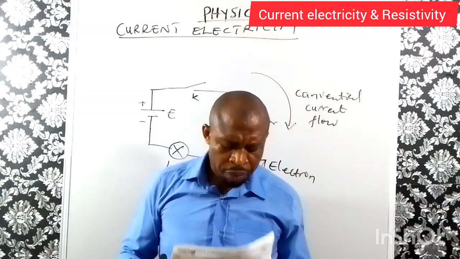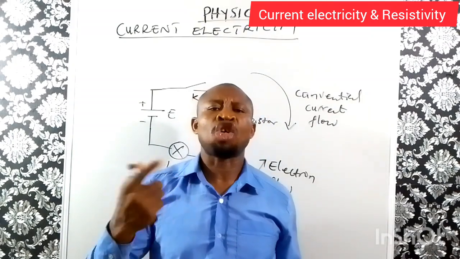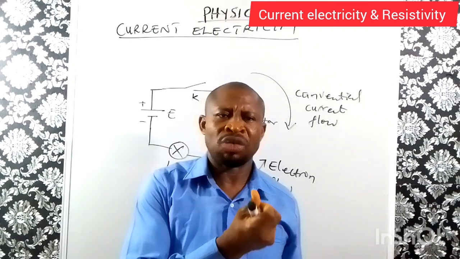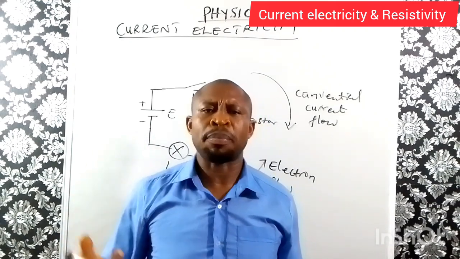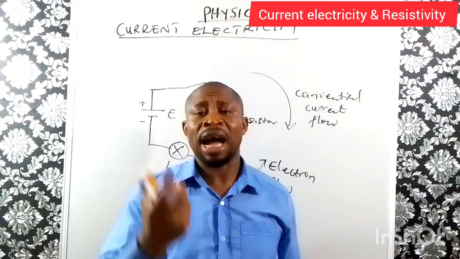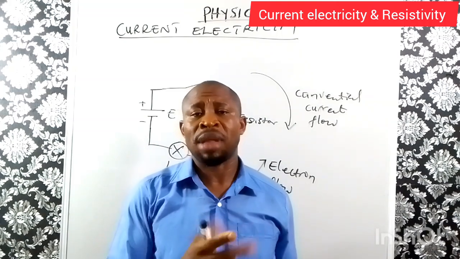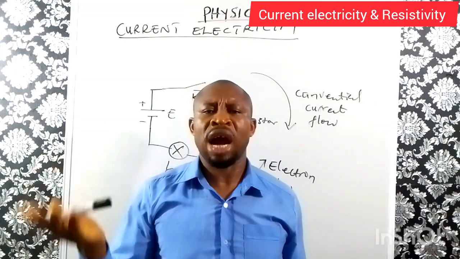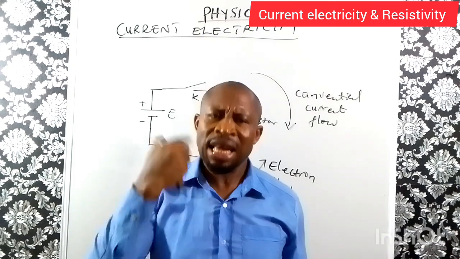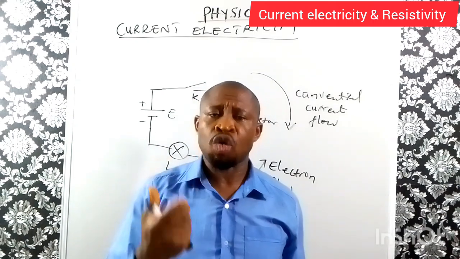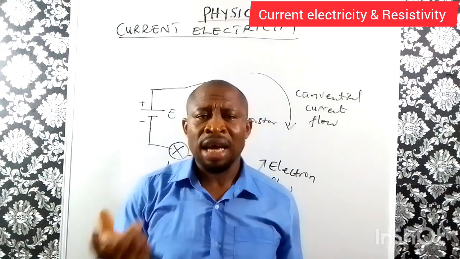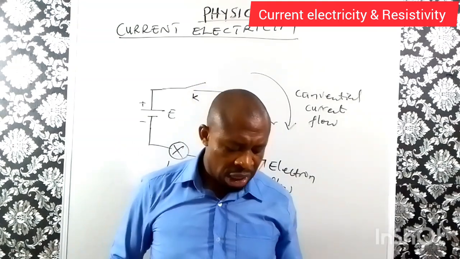Now we can also have the use of accumulators, of course car batteries, or a simple cell. So electricity can also be generated from that. Of course we can refer to them as chemical energy or chemical process. So in that case, electricity can be generated.